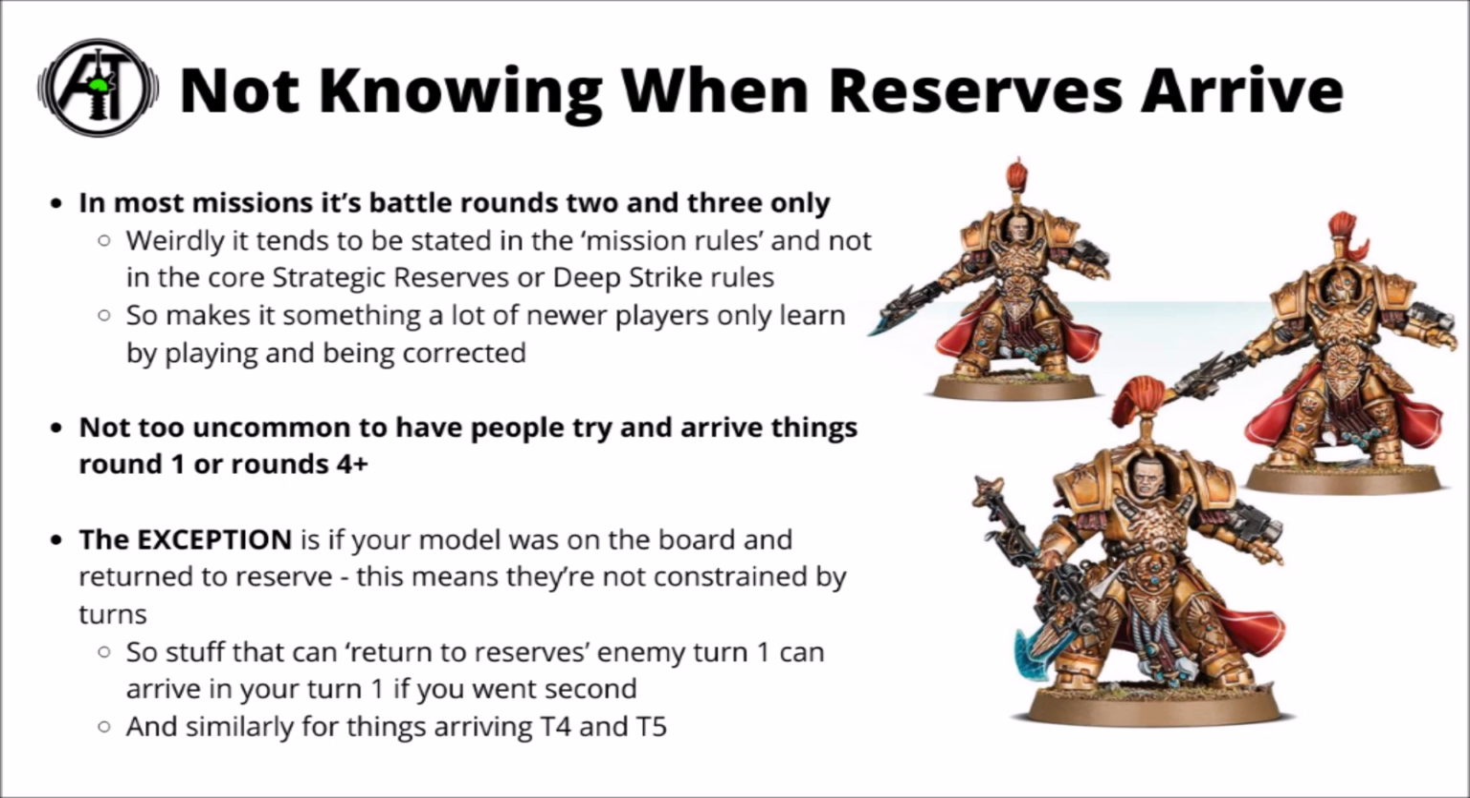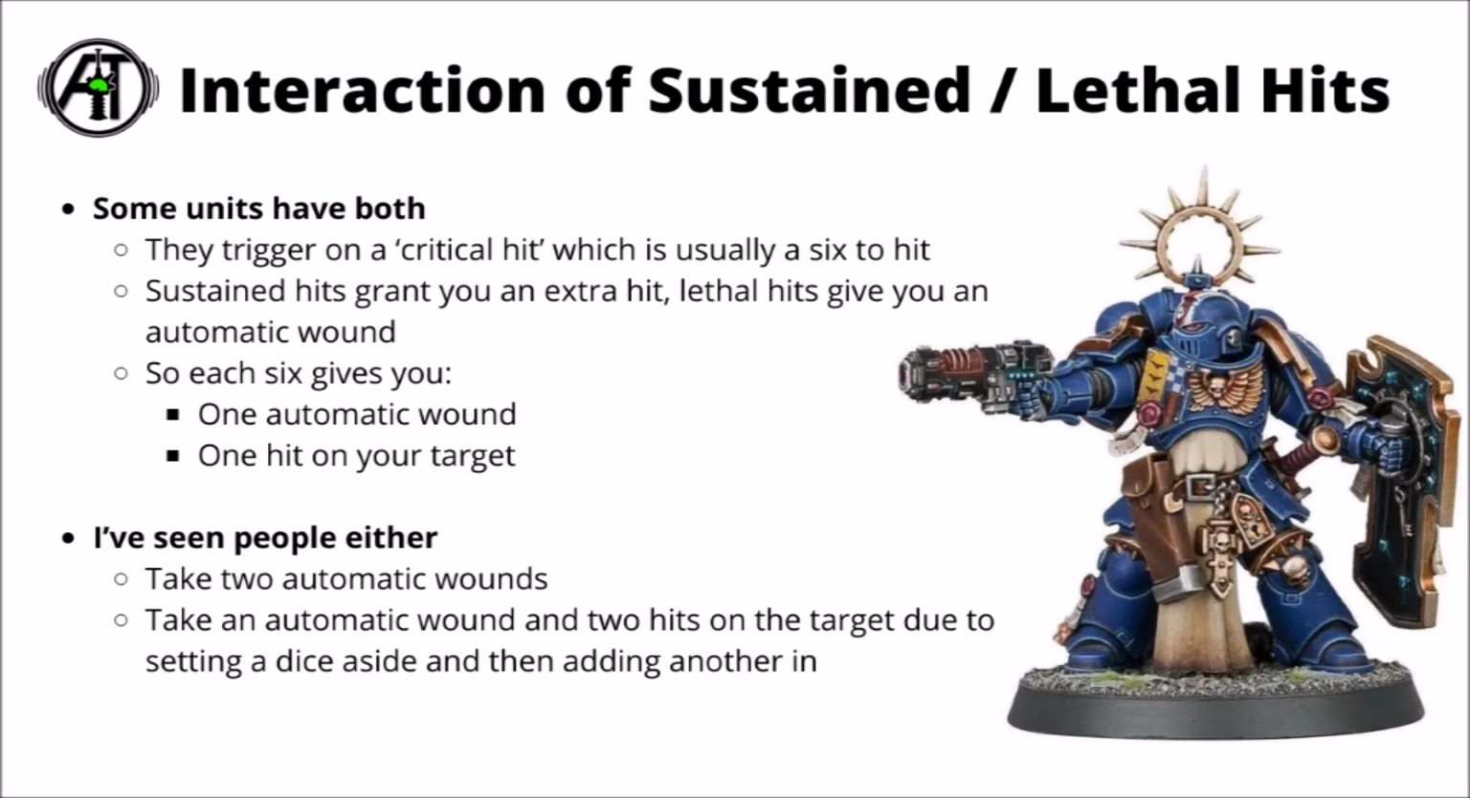I felt like that last bit was really quite ambiguous before they made it a bit more explicit in the Pariah Nexus missions. Another one that can sometimes throw people is what happens when a unit has both Sustained Hits and Lethal Hits, which I've seen people get wrong before in two different ways.